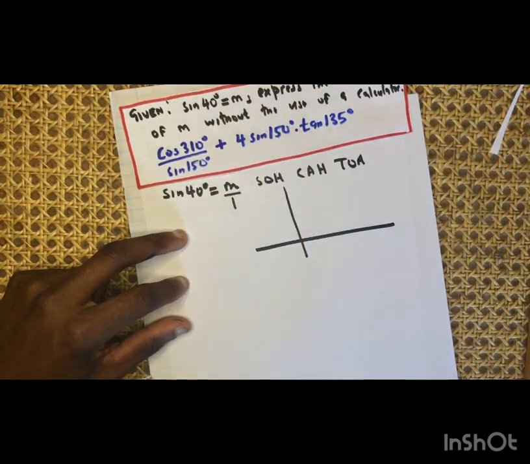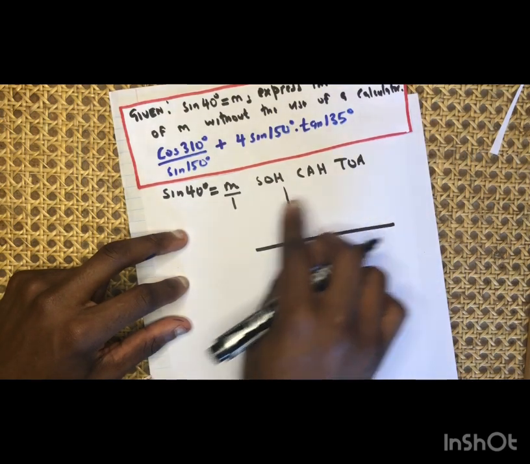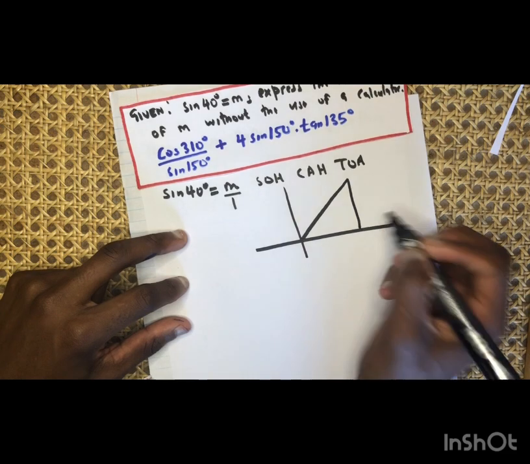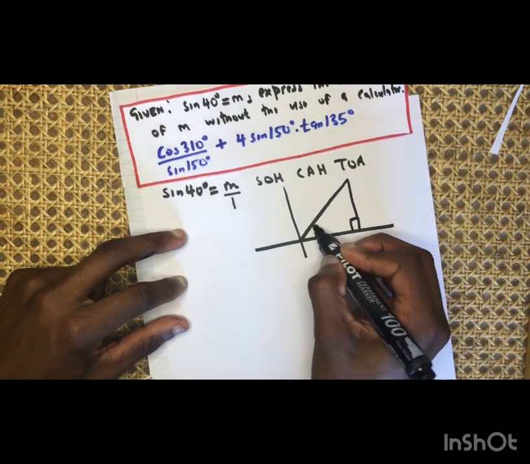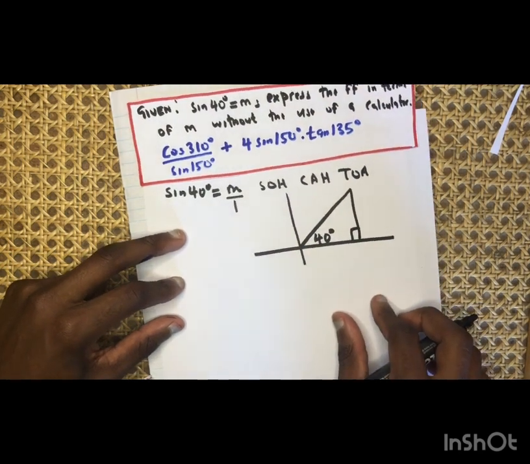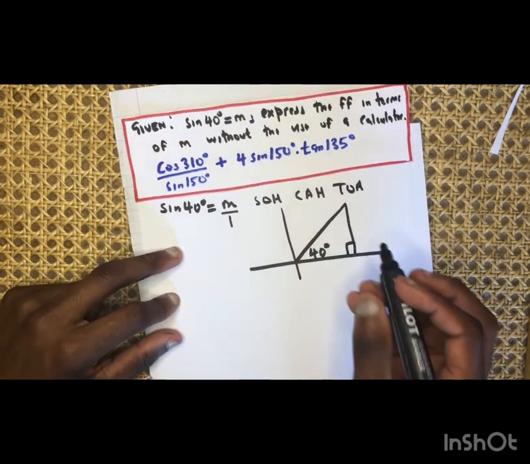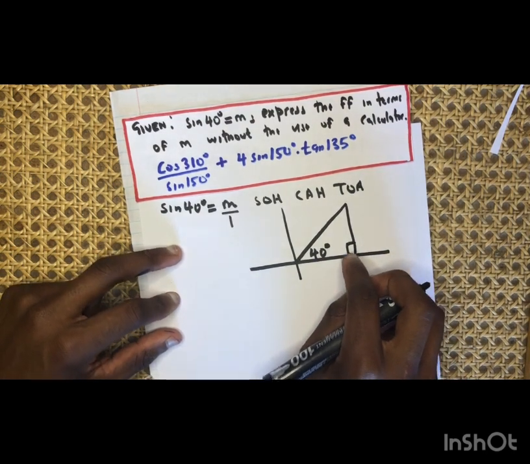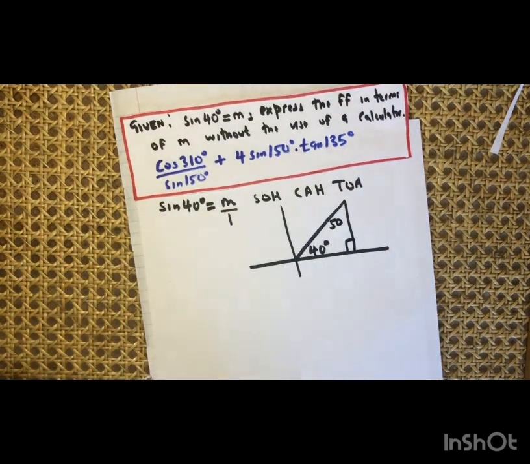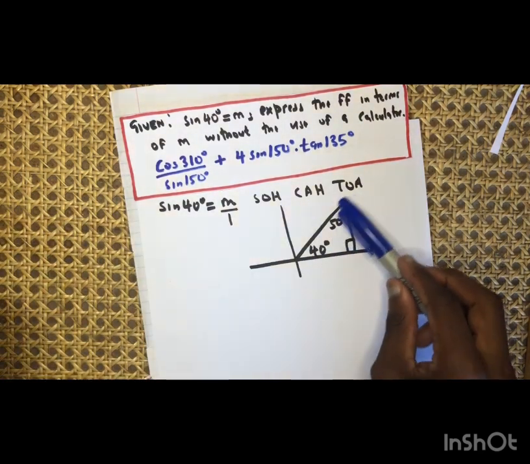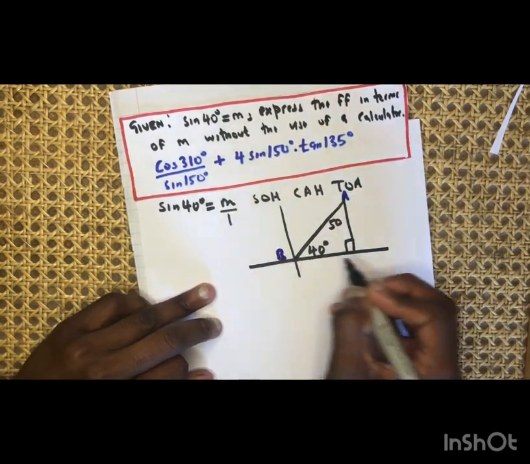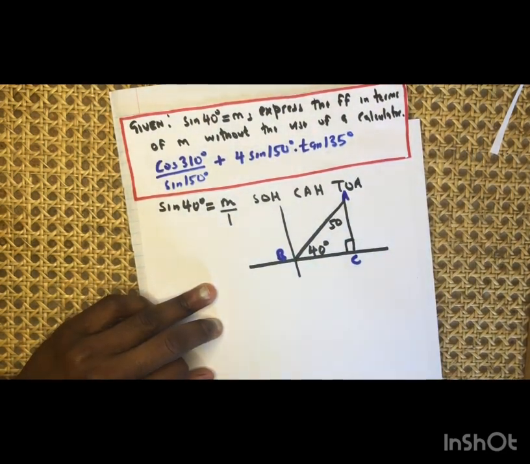This diagram is going to be on which quadrant? First quadrant. So I have this. This is 90, then this is 40. Remember, the sum of angles in a triangle add up to 180 degrees. So it's going to be 180 minus 90 minus 40, then we get 50. So if we can call this side, for argument's sake, A and this is B, then this is C.